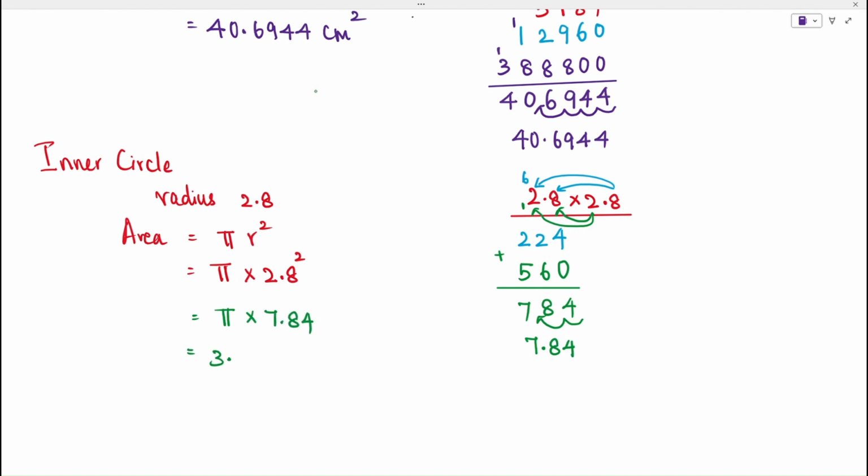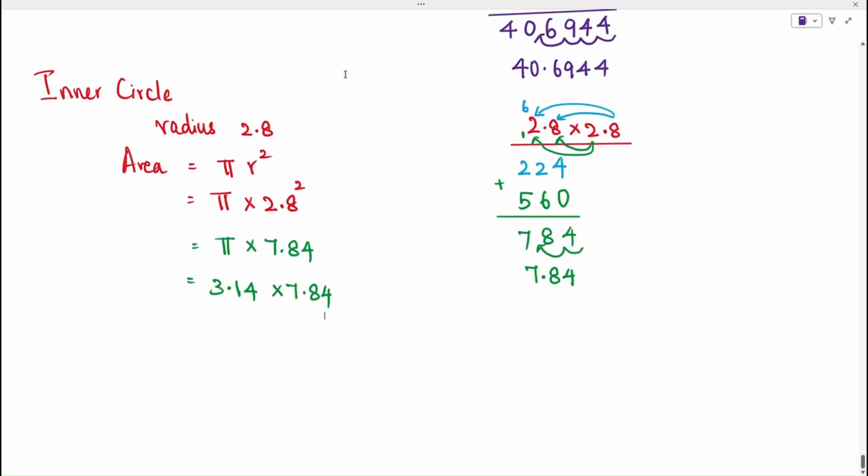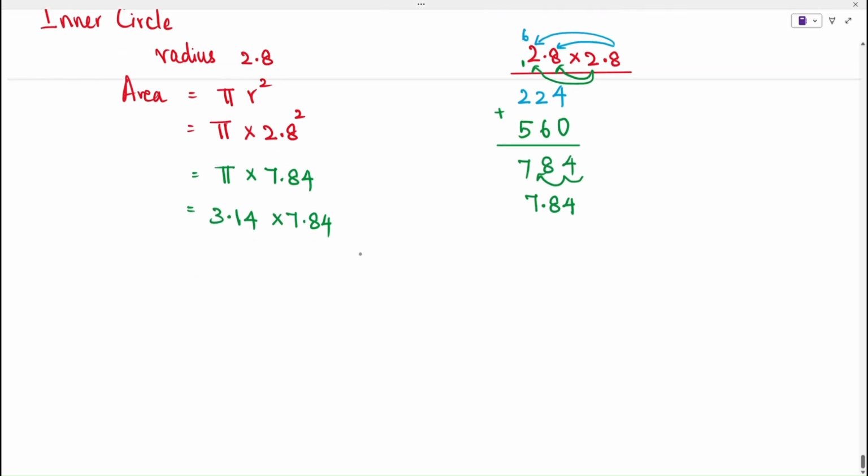Now we're going to take our approximation of pi as 3.14 and multiply that by our r squared value, which is 7.84. So then we're now going to do this multiplication. So 3.14 multiplied by 7.84.